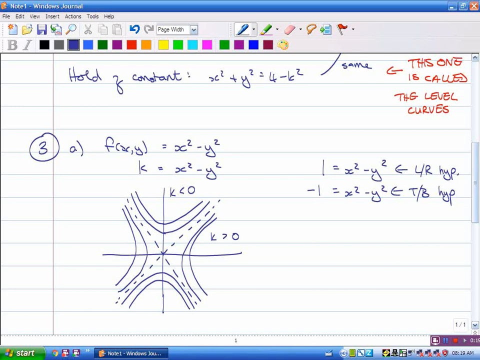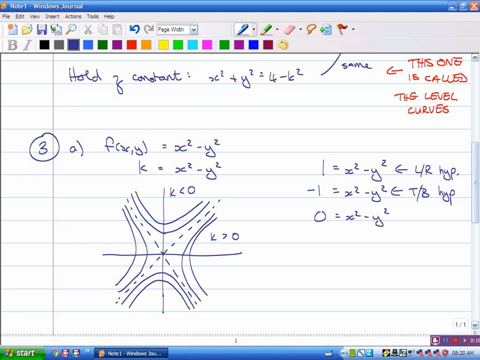Is that possible? It is possible, yeah. There's no reason why k shouldn't be 0. There's no log of k or anything in there, or 1 over k. So if k equals 0, I'll have x squared minus y squared equals 0. And what kind of curve is that? It would be x equals y or x equals minus y.